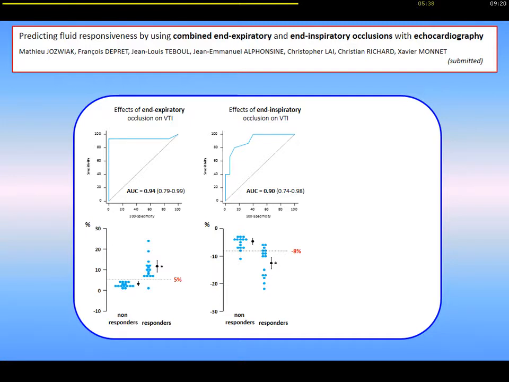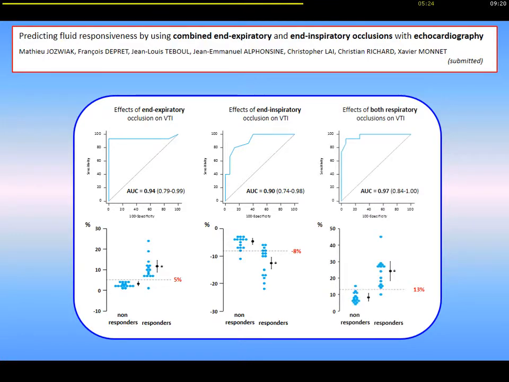Patients who decrease their cardiac output by more than 8% were patients who will increase their cardiac output after fluid administration later. And when we combine both, the absolute value of both, we found good results, 13%.